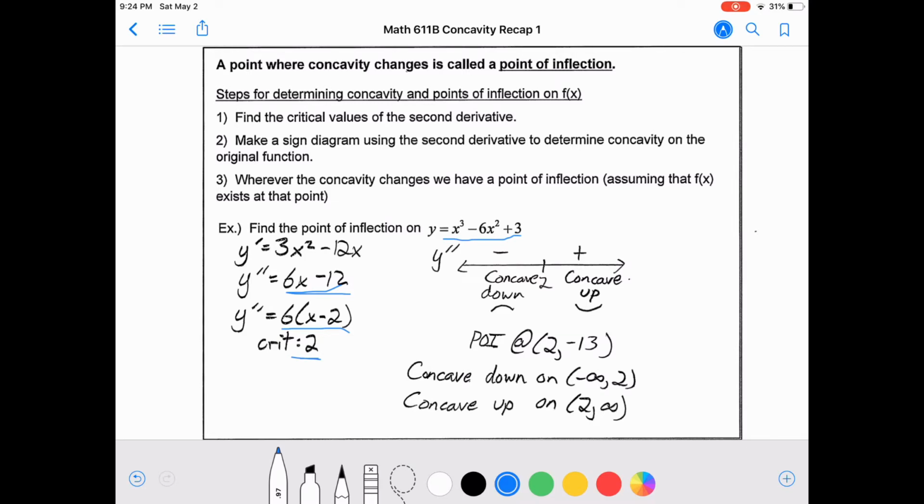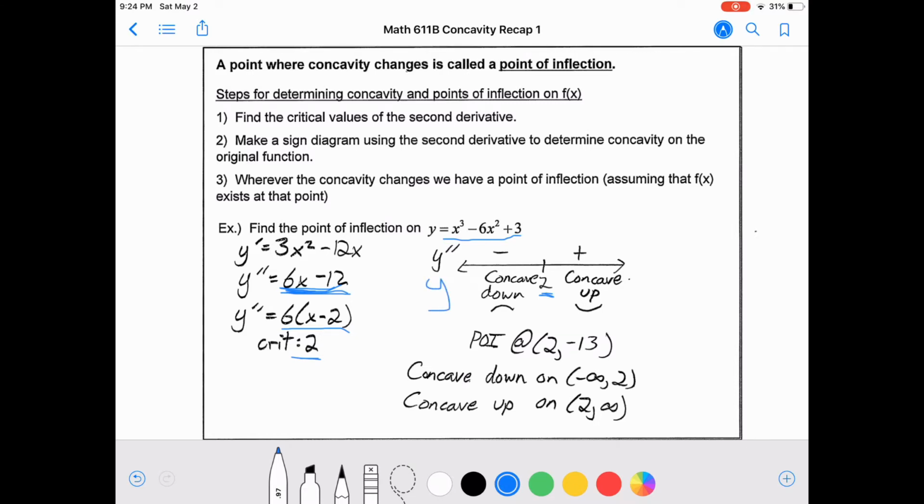Now I'm ready to test on that number line. So here's my critical value of 2. I've got y double prime. If I put in a number that's less than 2 into the second derivative, in any of its forms, I'm going to get a negative value. So if I put in 0 into the second derivative, I'd get negative 12. That means to start with, the function is concave down.